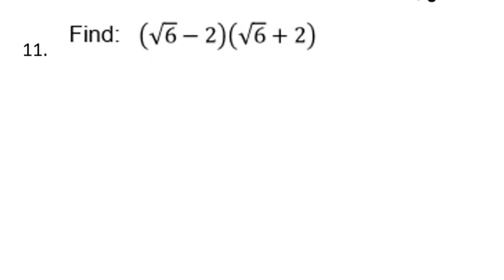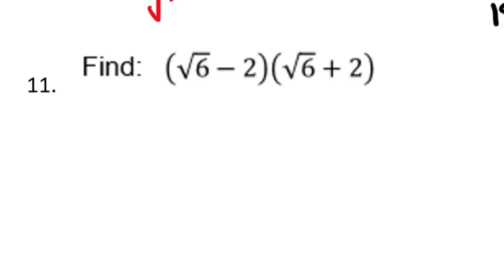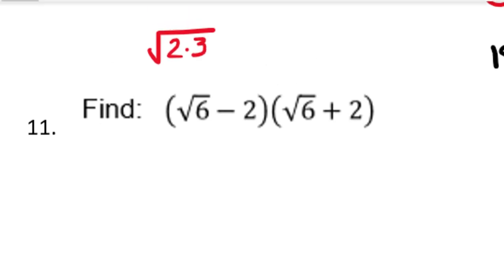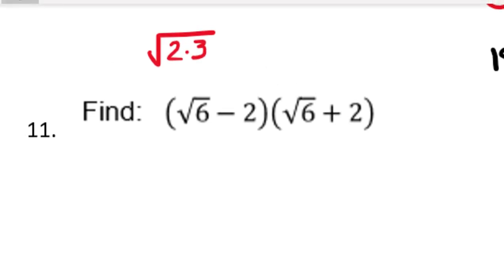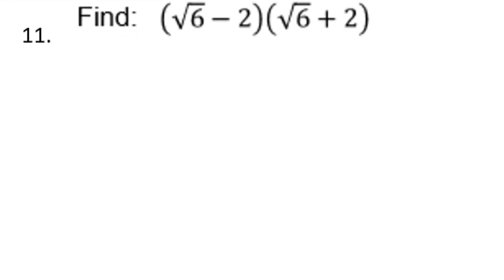Also, square root of 6 cannot be simplified. The prime factorization of 6 is square root of 2 times square root of 3, which has no perfect squares. So that can't be simplified any further. Same thing with square root of 6 plus 2. So the only way we could perform this operation would be to treat this like we normally do binomials.